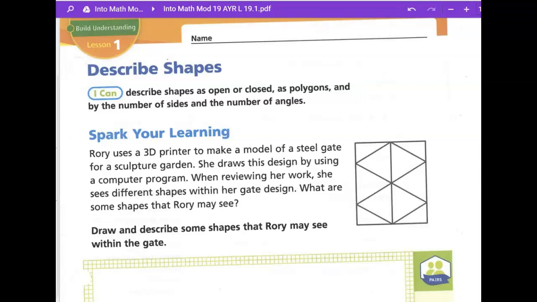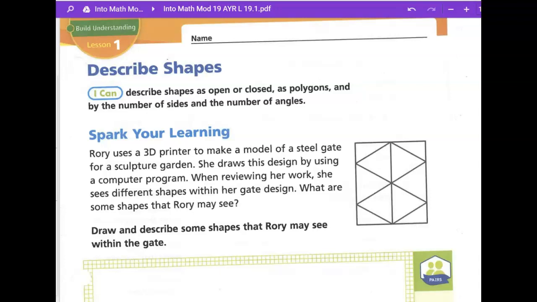Today we're looking at math lesson 19.1, describe shapes. Everybody read the I can statement with me, please. I can describe shapes as open or closed, as polygons, and by the number of sides and number of angles.